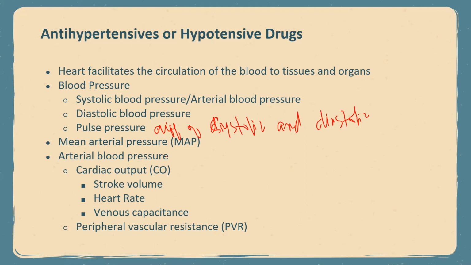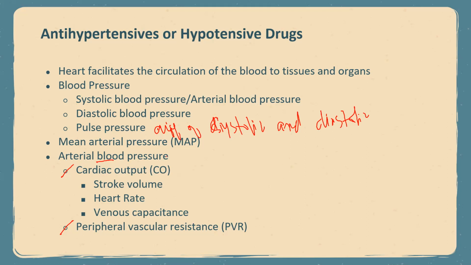Now, arterial blood pressure is a product of cardiac output and our peripheral vascular resistance, or what we call the PVR. Remember guys that cardiac output, or CO, is the main determinant of the systolic blood pressure. Now, it is determined by what we call the stroke volume, heart rate, and venous capacitance.